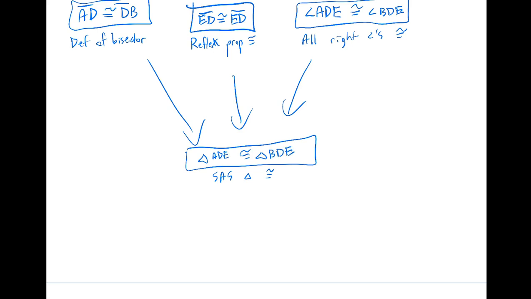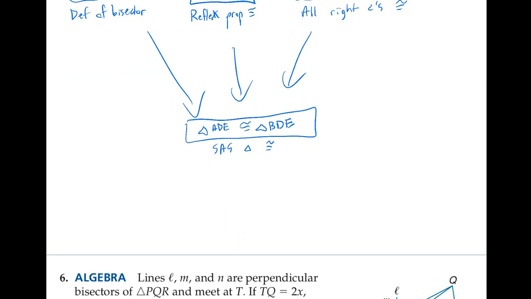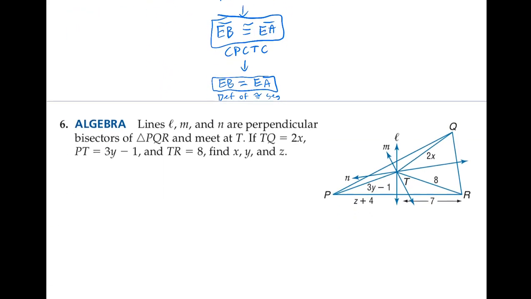BDE. All right, and what we're trying to show is that this length is the same as this length, EB to EA. So we can say that EB is congruent to EA, right? That's by CPCTC. Anytime you have triangles that are congruent, then all their corresponding parts are congruent. And so then that tells you that the distance EB is the same as the distance EA, and that's by the very definition of congruent segments. Perfect. Okay, good proof.